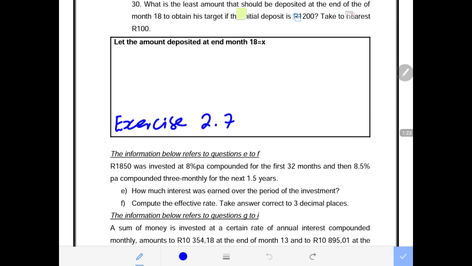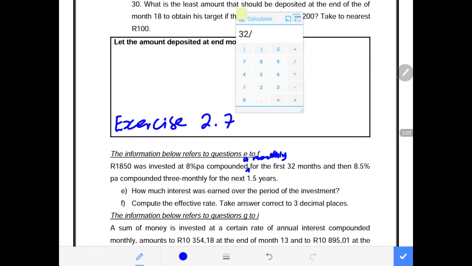Now we are required, says, compounded 4 monthly. Then the next one is compounded 3 monthly. Okay, I don't know how I forgot to write such a big thing. Now the first one is compounded 4 monthly. So 8% per annum compounded 4 monthly. This is compounded 4 monthly for 32 months.